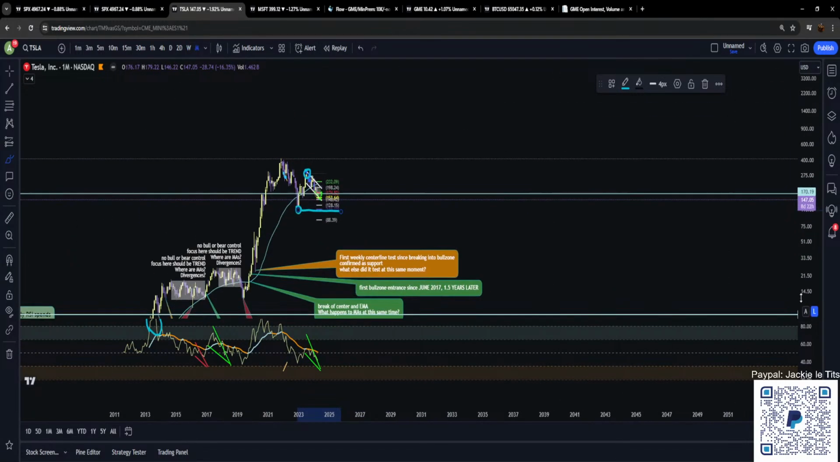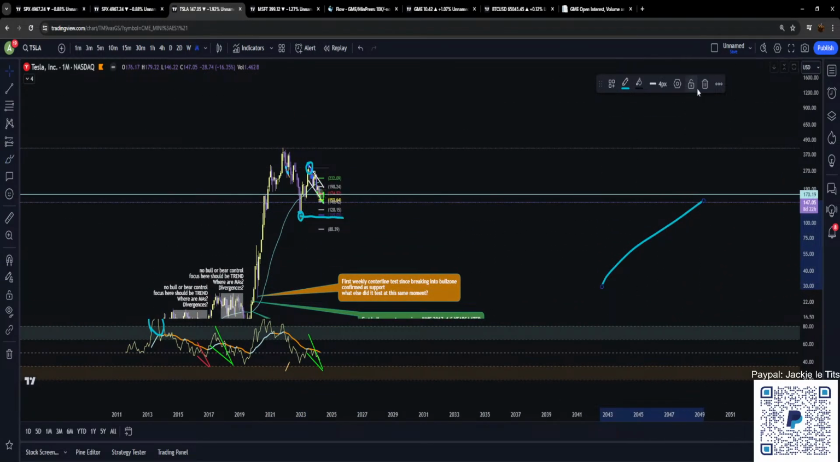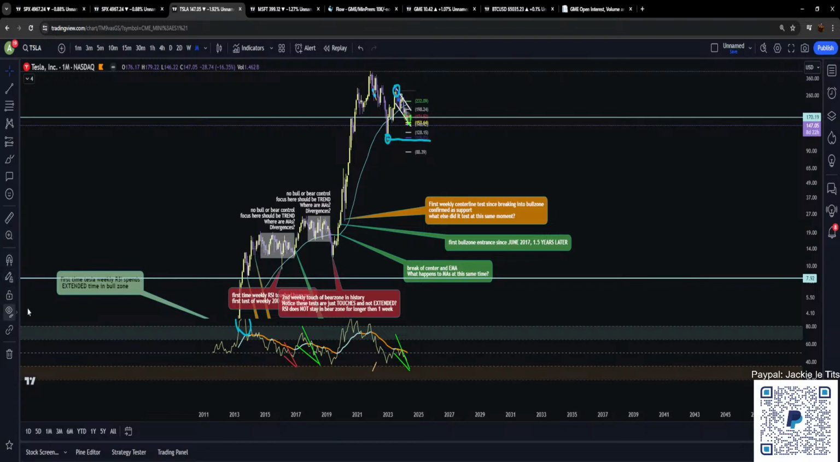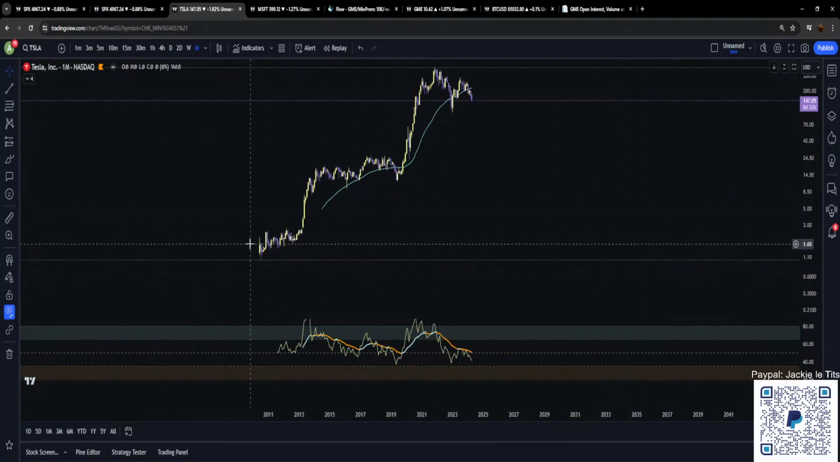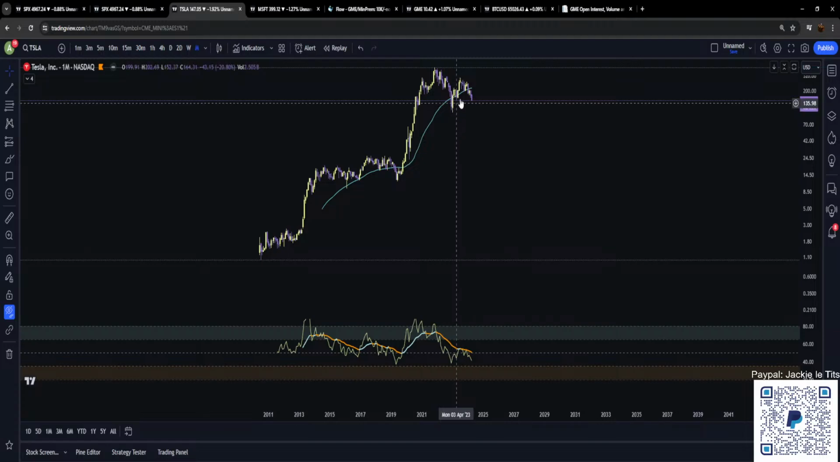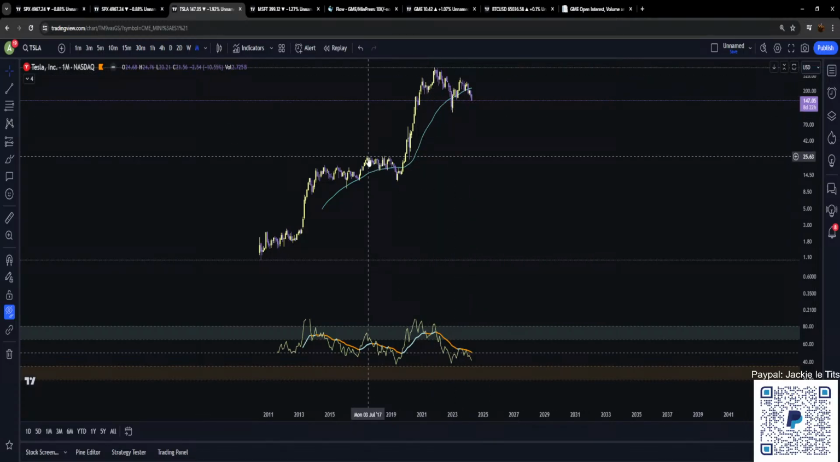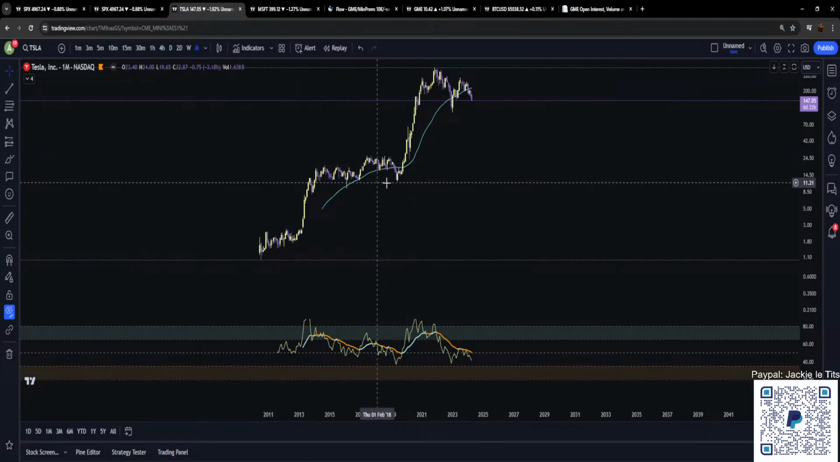Well, if we go to the monthly, we can see, if we turn off all of the drawings, very clearly low, high, higher low, higher high, higher low, then we look for a higher high. This is in fact a lower low, but it's the same lower low that was printed, same lower high that was printed here before a higher low and an explosive move.